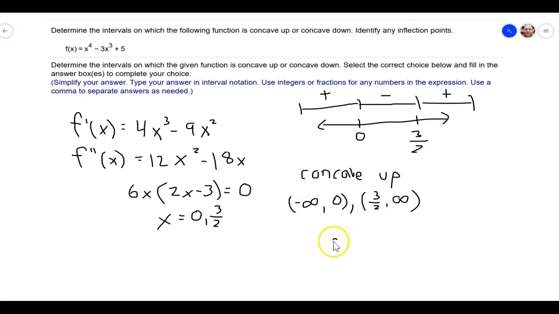And then for concave down, we're just going to have that one interval, 0 to 3/2. And these are open intervals. Once again, we don't include the endpoints.